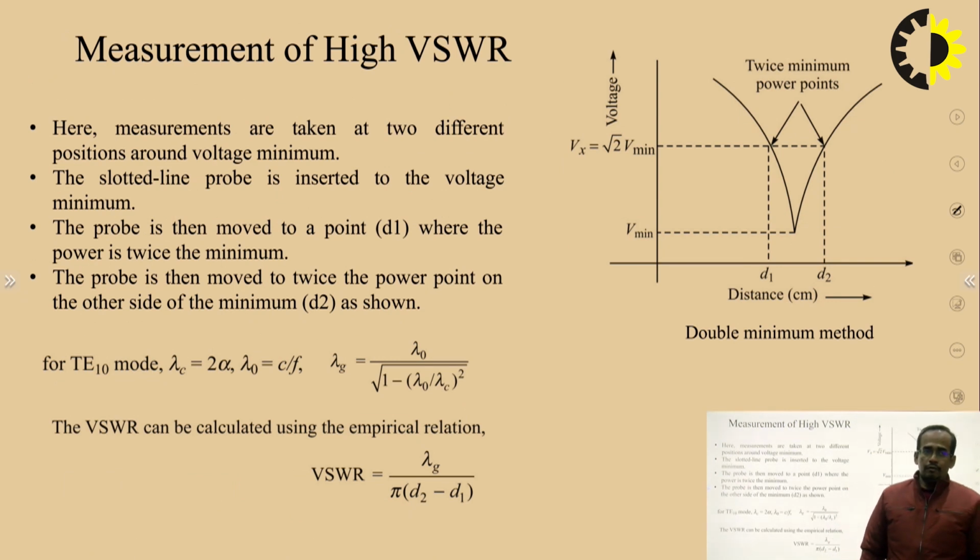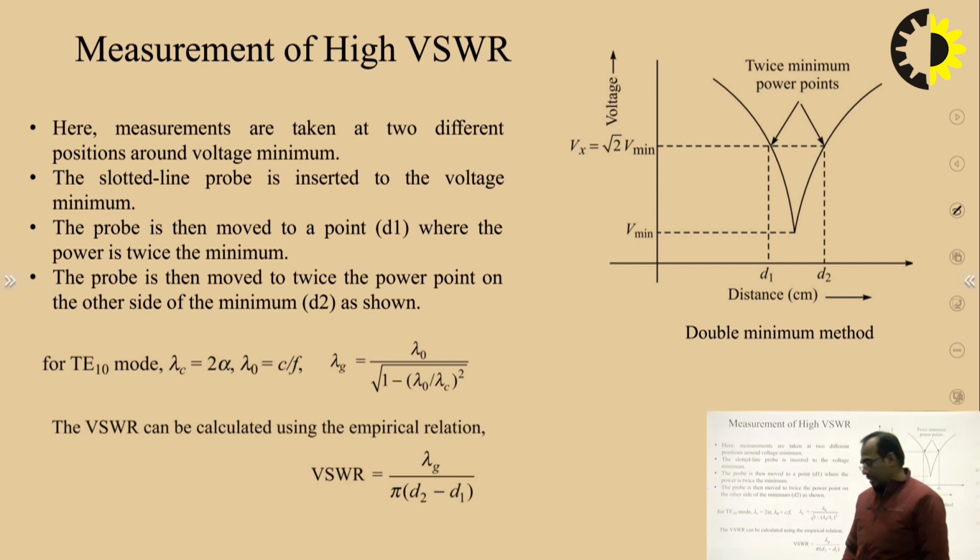Then for measurement of high VSWR, we are taking the same setup. The only difference is that the slotted probe is inserted at the minimum voltage, and after inserting the probe, we can move the probe over a distance. We can move the probe from distance d1 to d2, and at that point we can measure the maximum and minimum voltage of the source that we have given to the input. In this way we can measure.